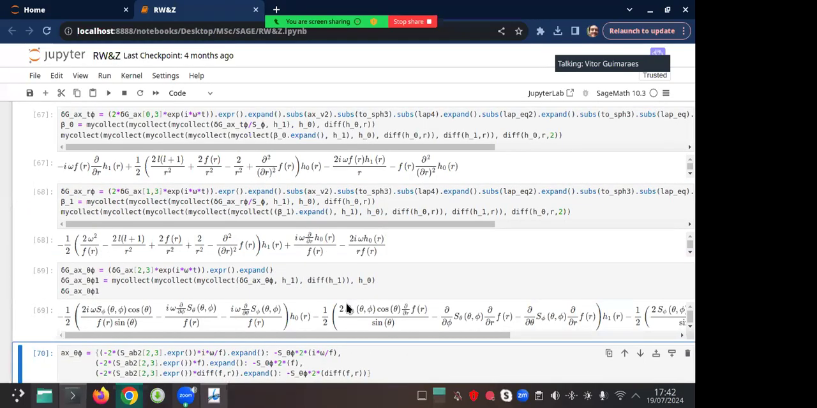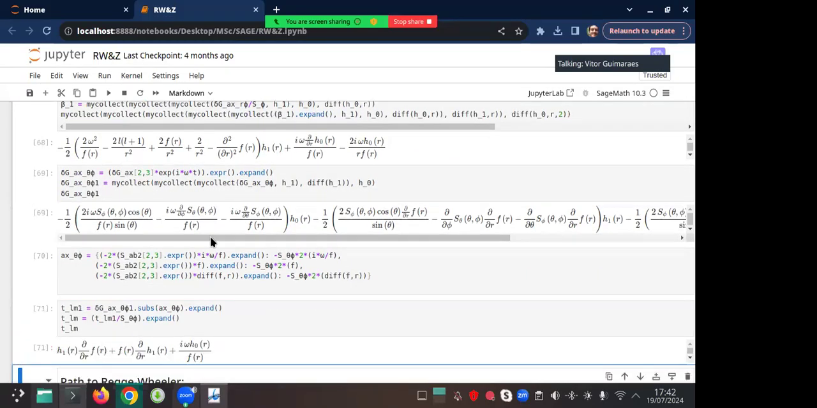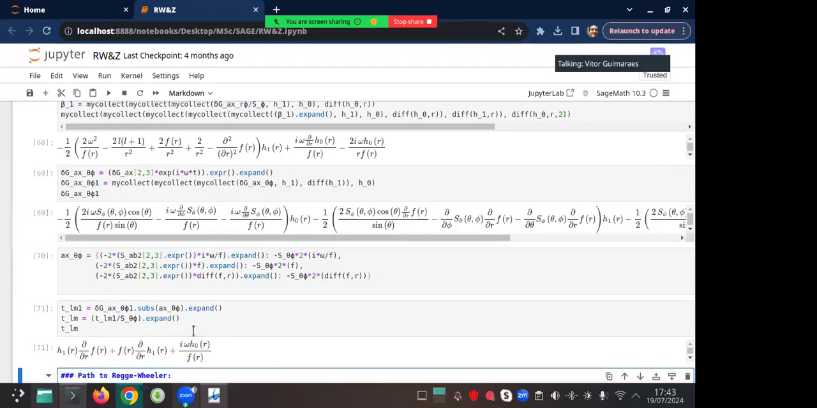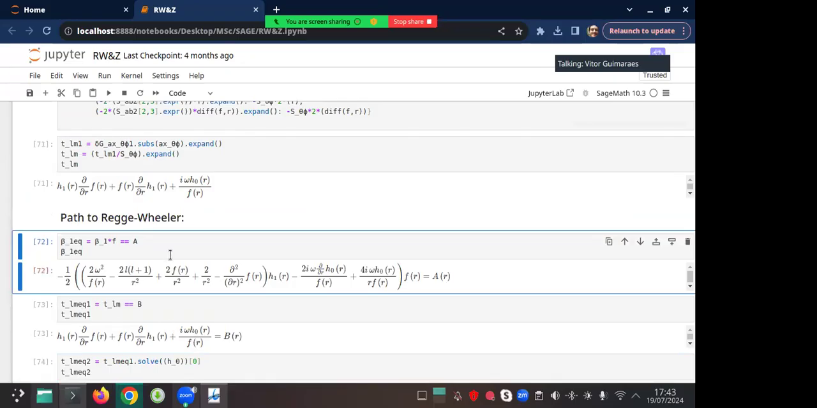And here I need to do some other operations, some identities, so that Sage gives me the T equation. And here is the T equation, exactly as we found it in the slides. So here is the path to Reggie-Wheeler. So now we're going to do what we saw earlier, which is basically, we set this equal to A, which is beta 1. We threw out beta 0 because it's redundant. And this is beta 1, I'm sorry, equal to A.